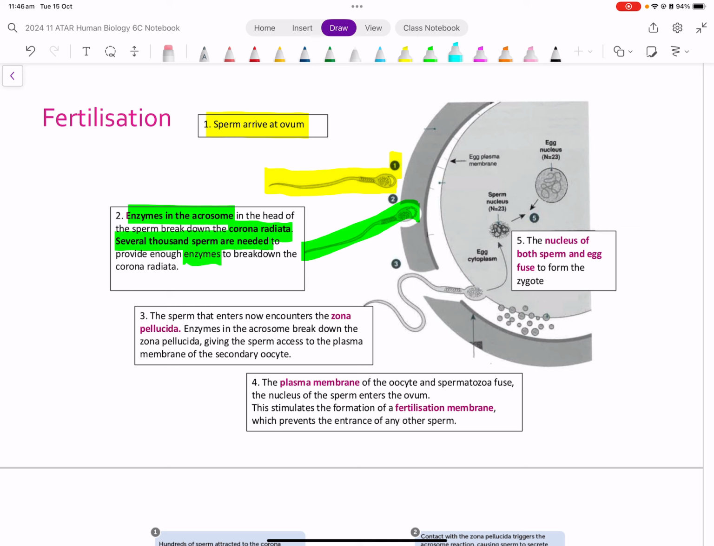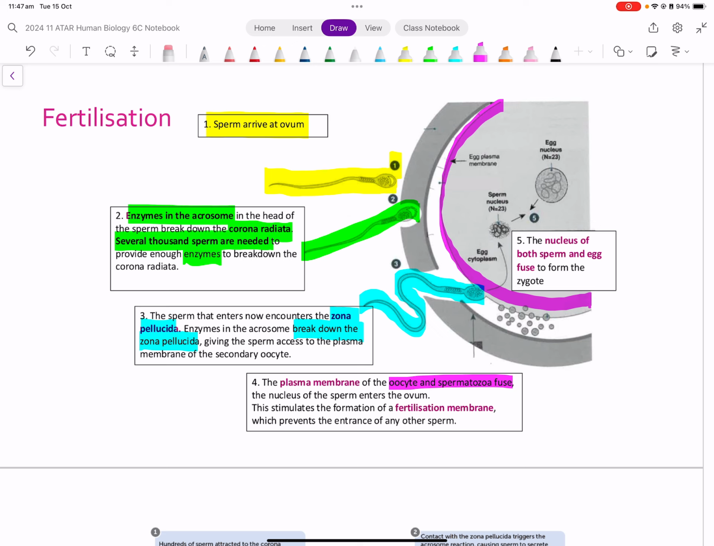When sperm make their way through the corona radiata, they now encounter that zona pellucida. So we can see in step 3 here, this is the sperm cell, and it is encountering that zona pellucida. Now, enzymes in the acrosome, again, help to break down the zona pellucida, and it gives sperm access to that plasma membrane. Now, the plasma membrane we haven't specifically spoken about, but it's just that outer lining of the cell, or of the egg cell itself, and it is where that oocyte and the spermatozoa fuse.